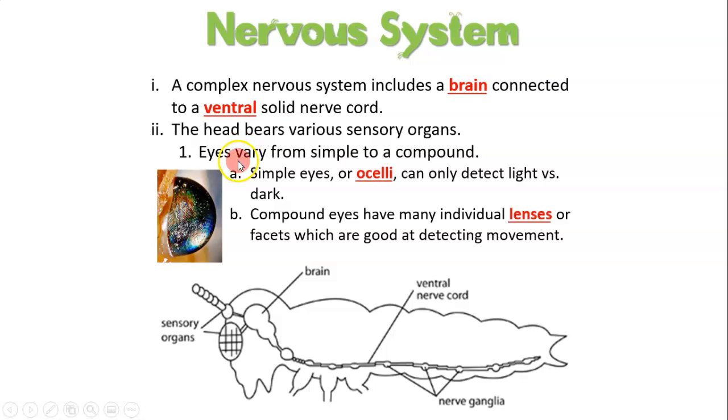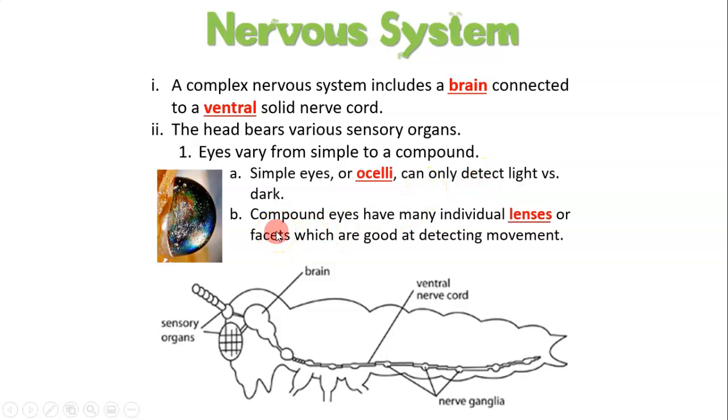Depending on which animal we're talking about, they have eyes from really, really simple to really compound, which means that they can see images and colors and have quite good vision. Think of the mantis shrimp, which has the best vision of any animal on this entire planet, and it's an arthropod. Simple eyes, the fancy science word for which is ocelli, just allow them to detect light or dark.